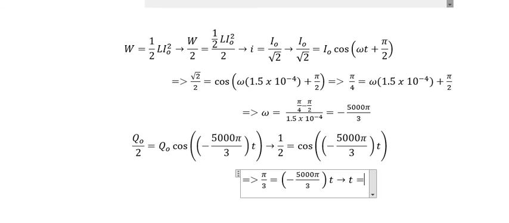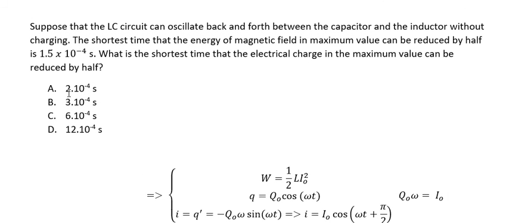And we get 2 multiplied by 10 to the power of minus 4, and we have the negative. So we can eliminate the negative too. So the answer for this situation is A. That's the end. Thank you for watching.